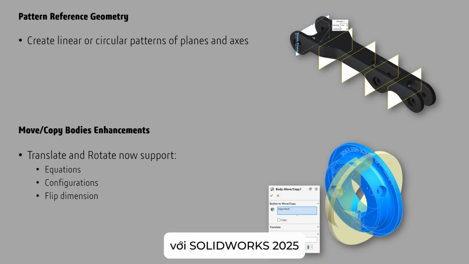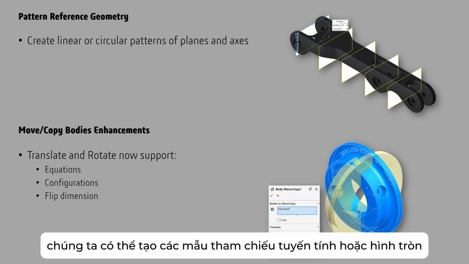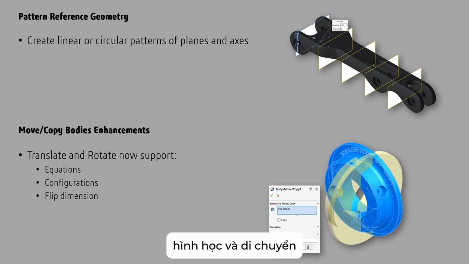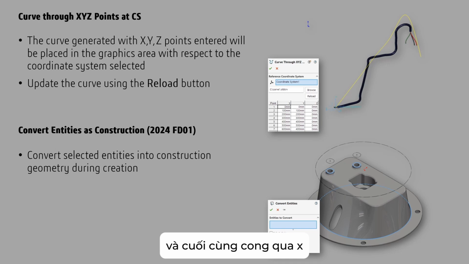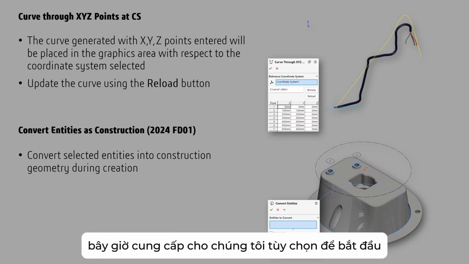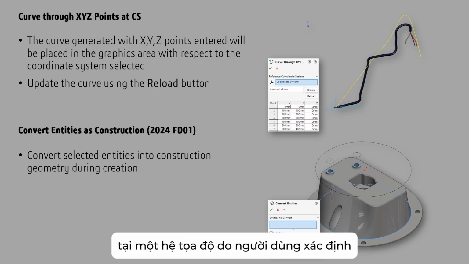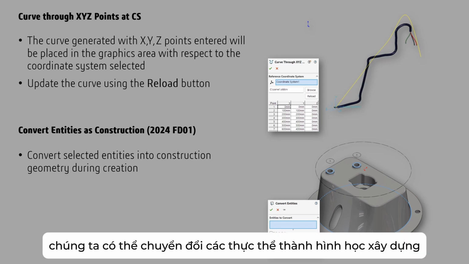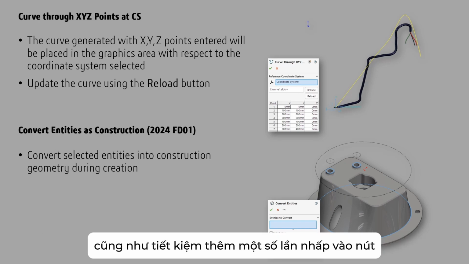With SOLIDWORKS 2025, we can create linear or circular patterns of reference geometry. And Move Copy Bodies has now been enhanced to allow equations, configurations, and dimension flipping. And finally, Curve through XYZ points now gives us the option to start at a user-defined coordinate system. We can convert entities as construction geometry as well, saving several extra button clicks.